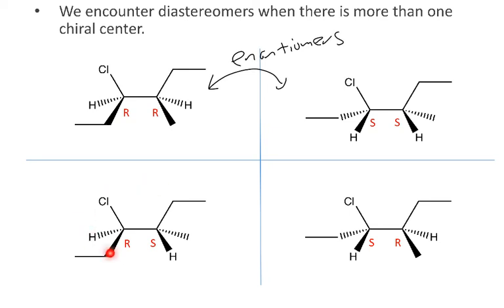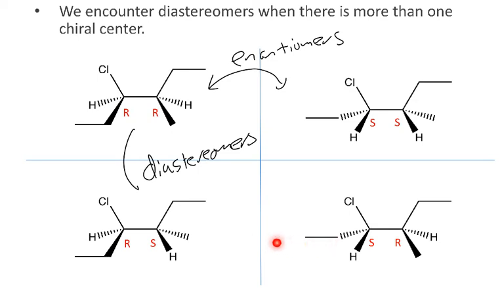Right? And this compound has the same number and types of each atom, and it also has the same connectivity, but it's not the mirror image of the first compound. Right? To be the mirror image, I have to go from both R's to both being S's. And in this case, this one went to S, but this one has stayed R. So they're stereoisomers, but they're not superimposable, and they're not mirror images. And so they would be classified as diastereomers.